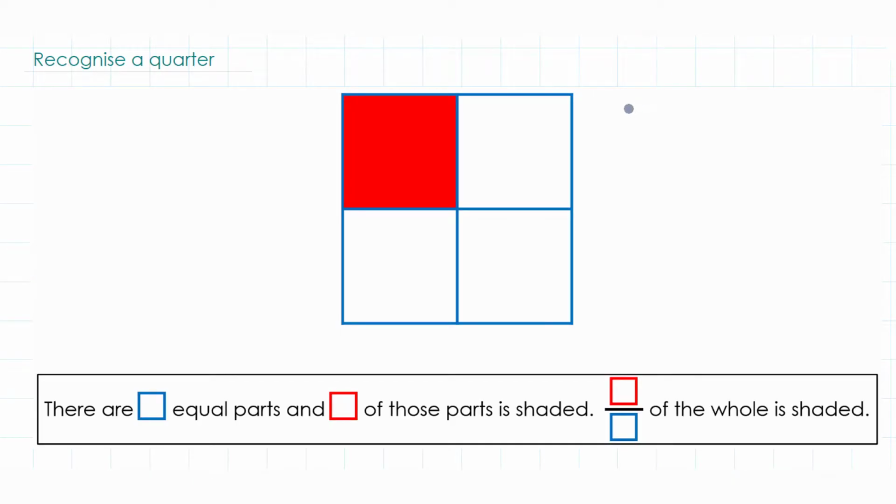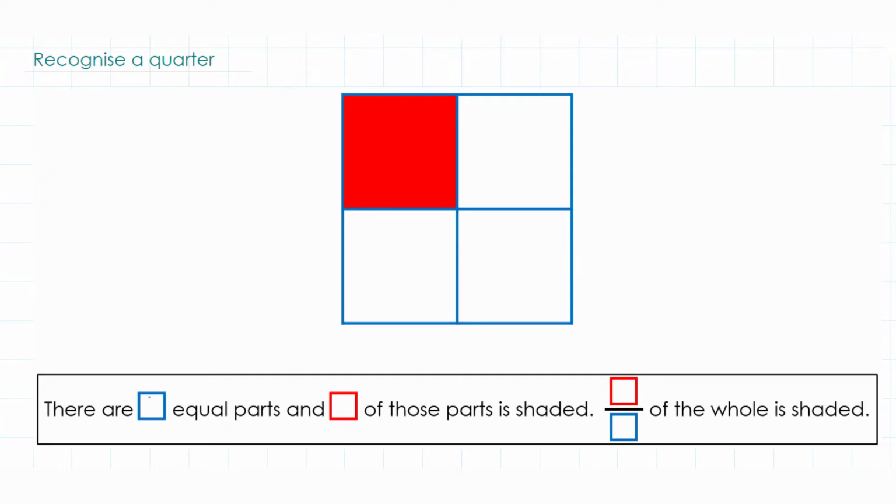So have a look at the screen here and you can see my square of paper. And can you see that I split it up into 1, 2, 3, 4 equal parts, and one of those parts has been shaded red. So this we call a quarter. Now, can you fill in the blanks in this sentence? There are how many equal parts? How many of those parts are shaded? And then what's going to go here? How much of the whole is shaded? Have a think, and then I'll go through it.